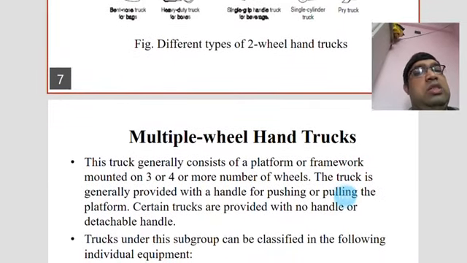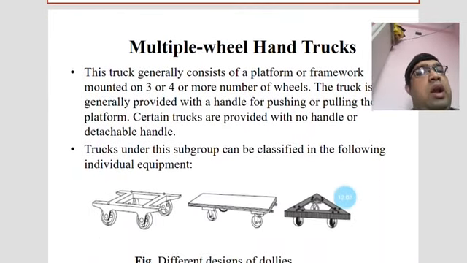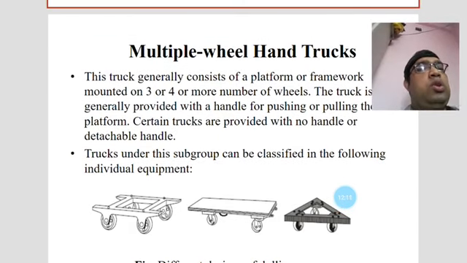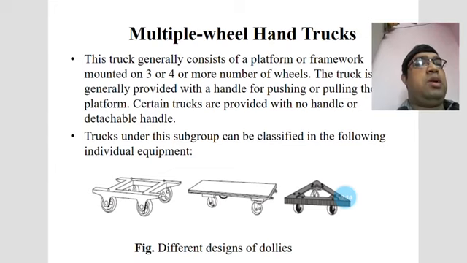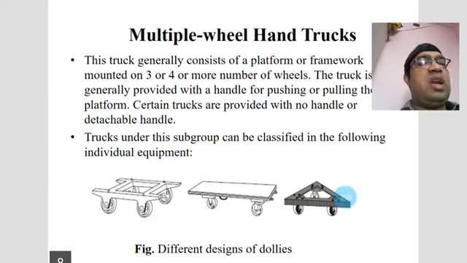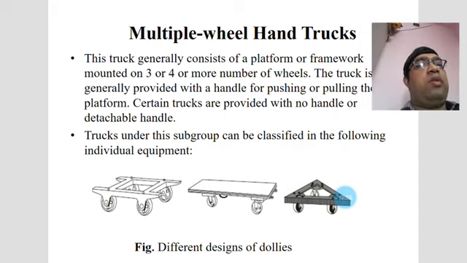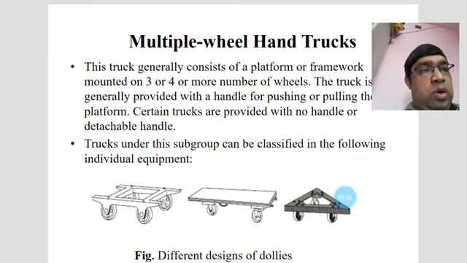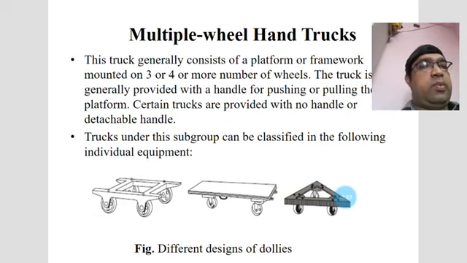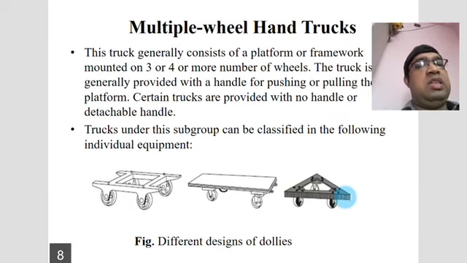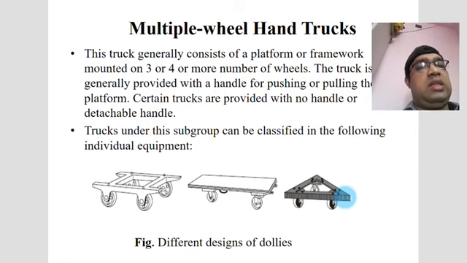Another thing to consider is the multiple wheel hand truck, which is essential for the transfer of materials. In a few places you have to use different types of dollies, as you can see. These trucks generally consist of a platform or framework mounted on three, four or more wheels. The truck is generally provided with a handle for pushing or pulling the platform. Certain trucks are provided with no handle or with a disabled handle. The trucks under these subgroups can be classified into the following individual equipment.